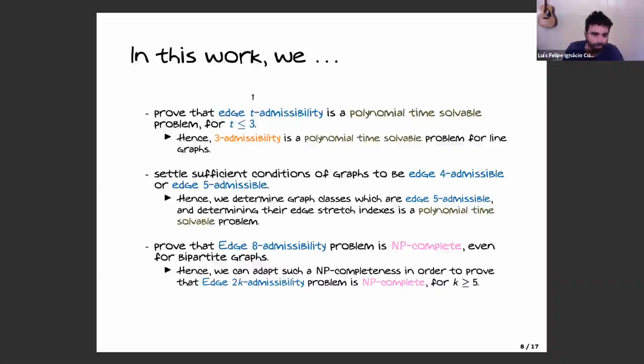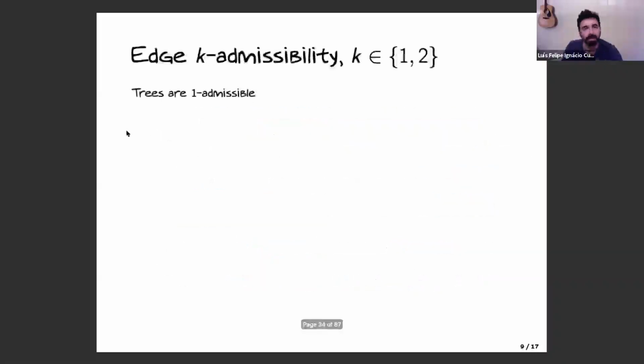So let's start with this first topic. Firstly, we consider the edge k-admissibility problem for k equal to 1 or 2. We know by definition that trees are the only 1-admissible graphs, because the graph itself is already a spanning tree. So any pair of vertices that were adjacent before are adjacent in the spanning tree. So these are the only cases of 1-admissible graphs.